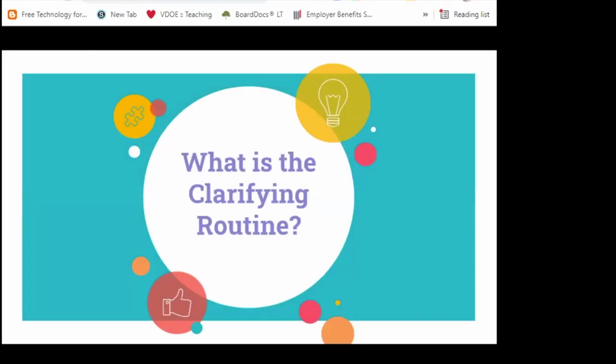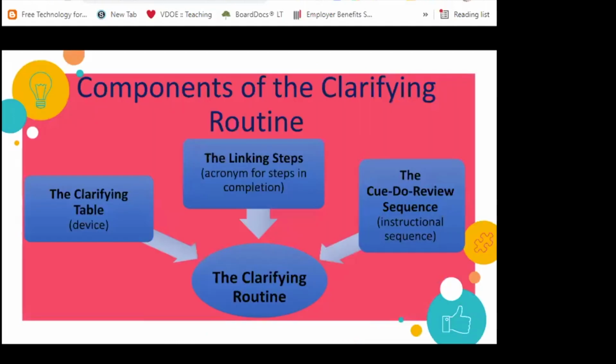All right, so let's go into what the clarifying routine is. We've just talked about SIM, and we've talked about some planning. And now we're going to look at the routine itself. For every content enhancement routine, there are always 3 parts. There's the clarifying table, which is the device, and every device has its own name. And then there's the linking steps, which is an acronym for the device. And you can find all of this within your guidebook.